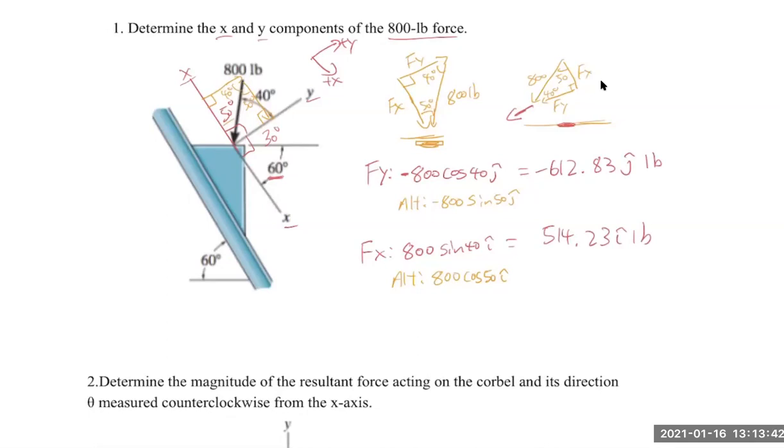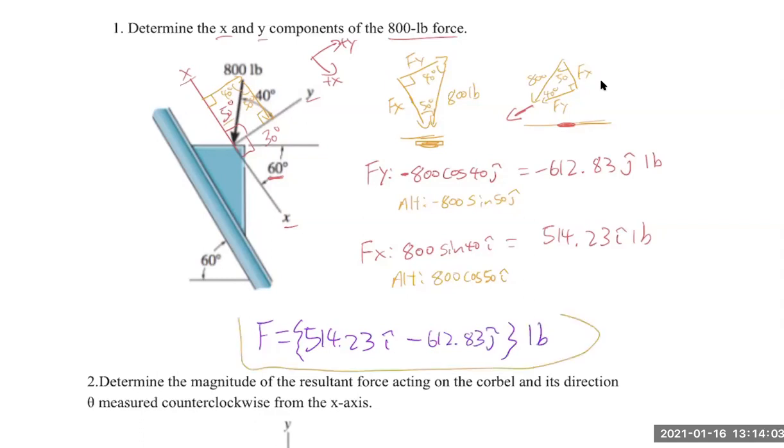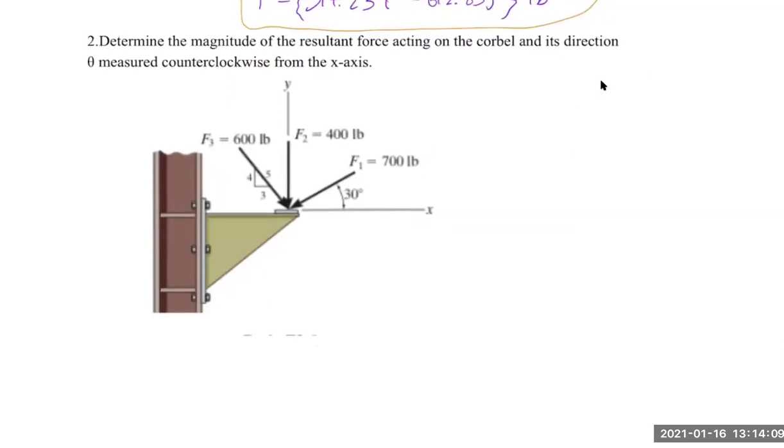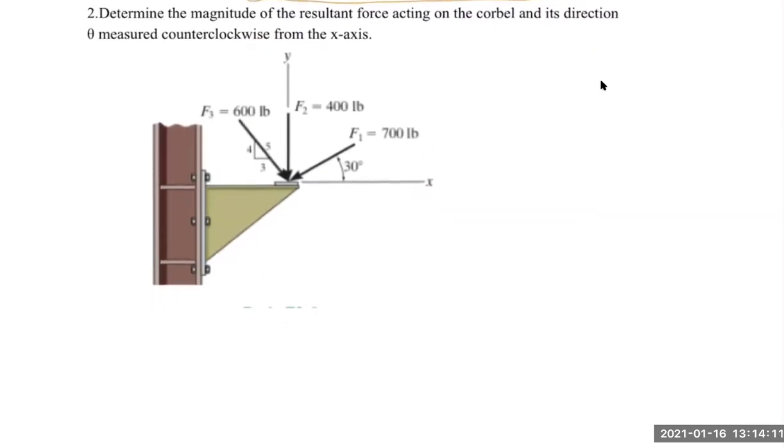So F is equal to 514.23 i hat minus 612.83 j hat, and their unit is pound. So this is our answer. Okay, so pretty easy problem. And let's begin working on our second problem.